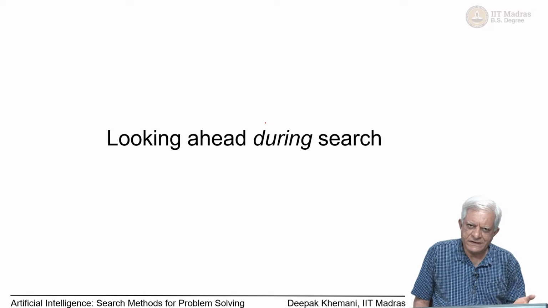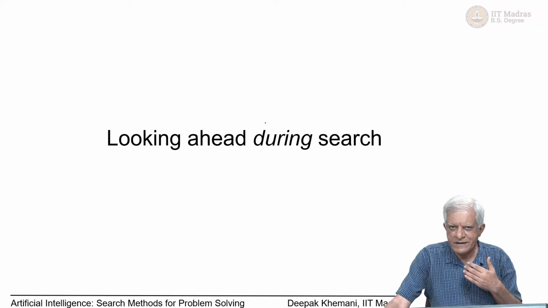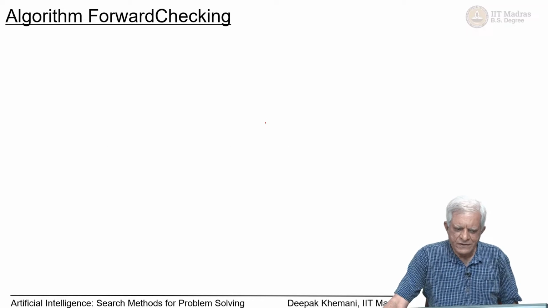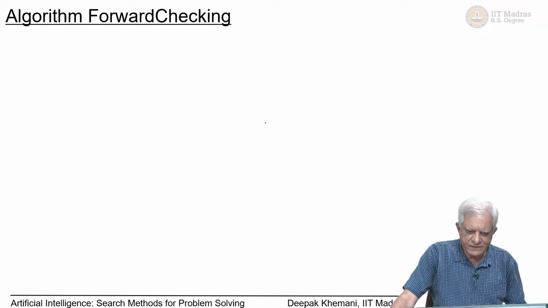Now, as we just discussed, we will look at an algorithm called Lookahead, which looks ahead even during search. Before making a choice, it looks a little bit ahead to see whether something is a consequence or an undesirable consequence or not. That algorithm is called forward checking. One of the algorithms for Lookahead search is called forward checking, and it is as follows.